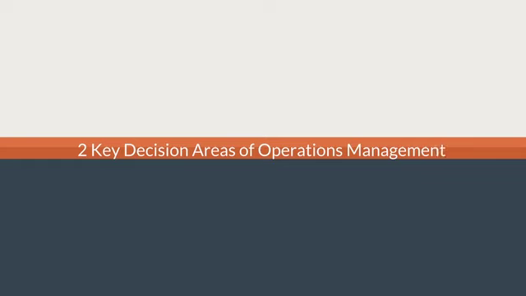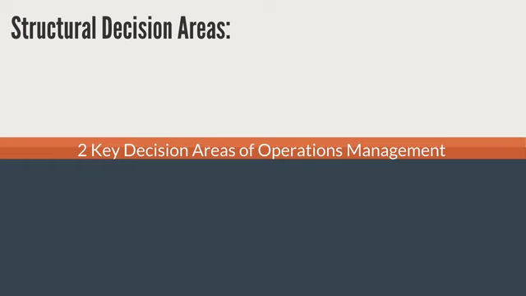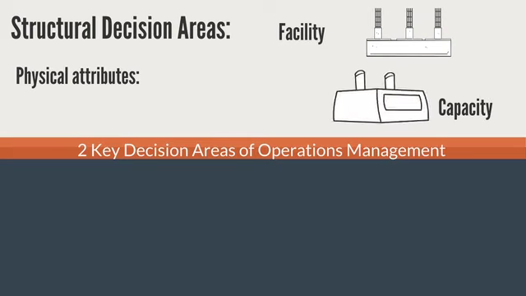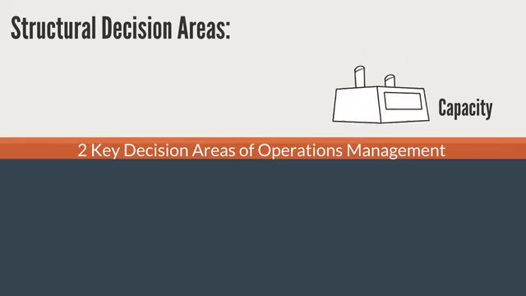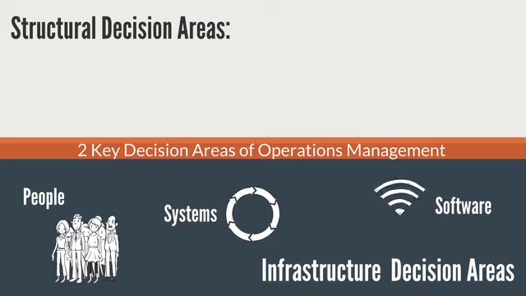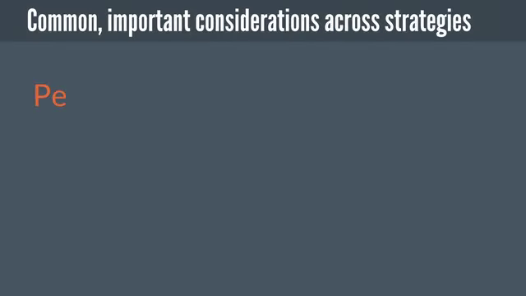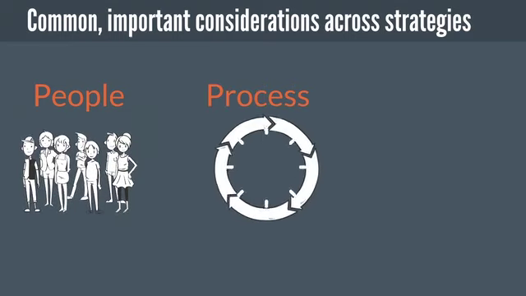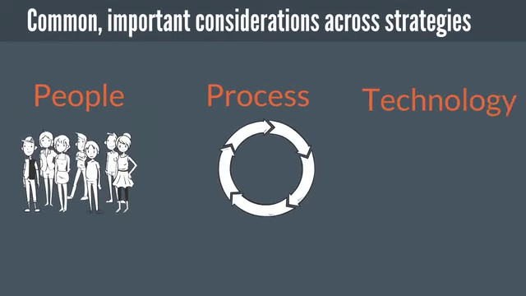2 key decision areas of operations management that need to be considered are that of structural decision areas, meaning the physical attributes of operations like the facility, capacity, and hardware considerations. And the infrastructure decision areas focus on people, systems, software, and so forth. Common, important considerations across all of the different types of strategy, however, is that of people, process, and technology.